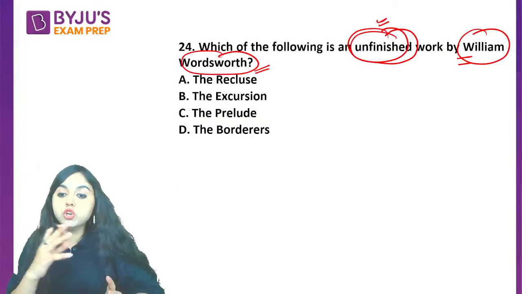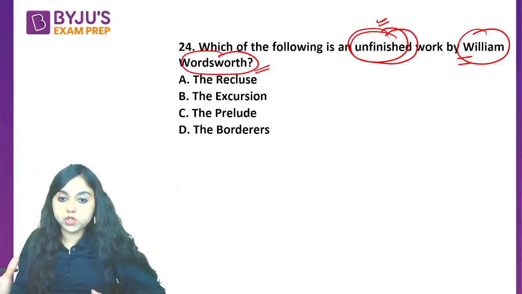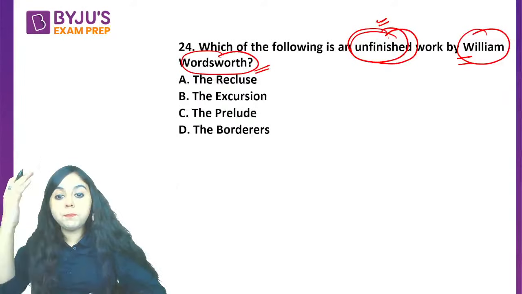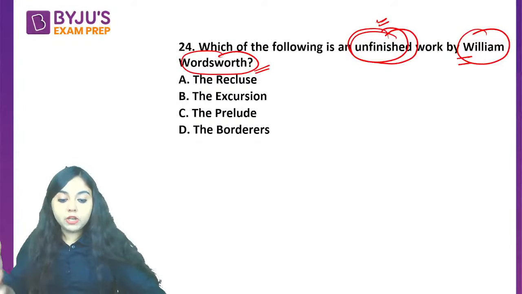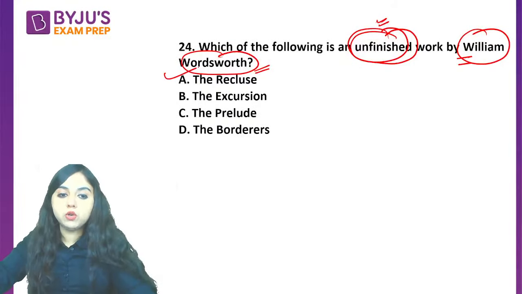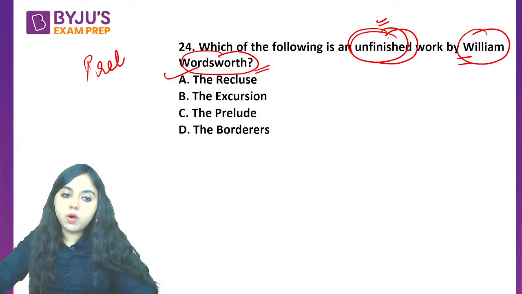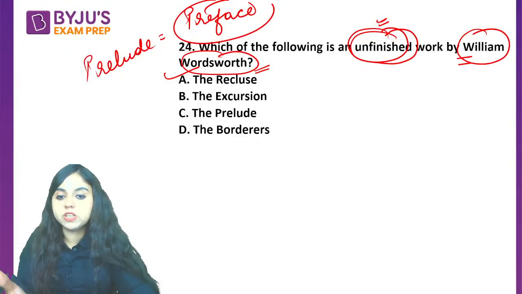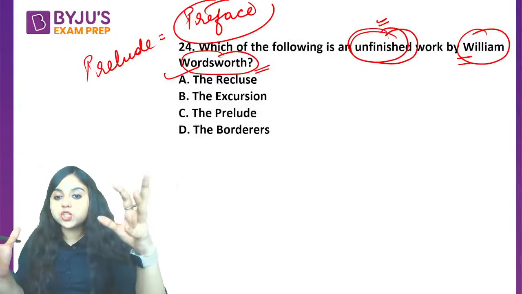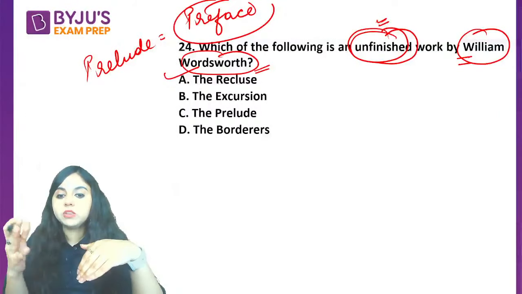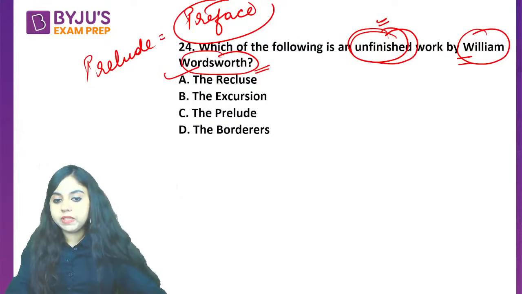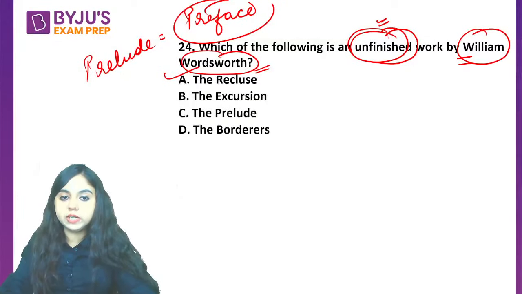It's the unfinished long philosophical poem by Wordsworth. The poem we now read as The Prelude was supposed to be the preface to The Recluse. That was supposed to be the vision. Wordsworth's ambitious project was supposed to be a three-part long epic altogether, right? That was the original intention.